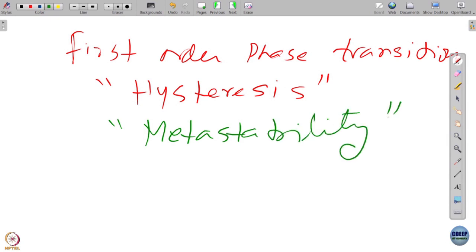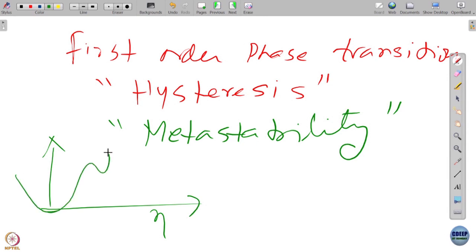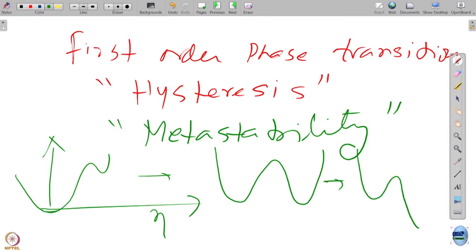And I also told from Landau theory, Landau's free energy surface, that we have a free energy landscape. If I plot against the order parameter eta, and this is the minimum, then something else lurks there. So when I go further, this becomes this, then it becomes this. So this is the metastable phase, this is the stable phase.